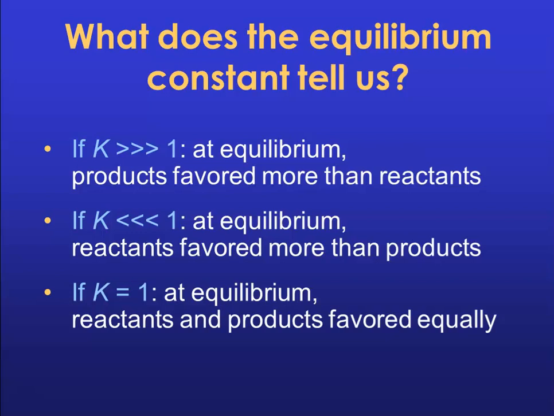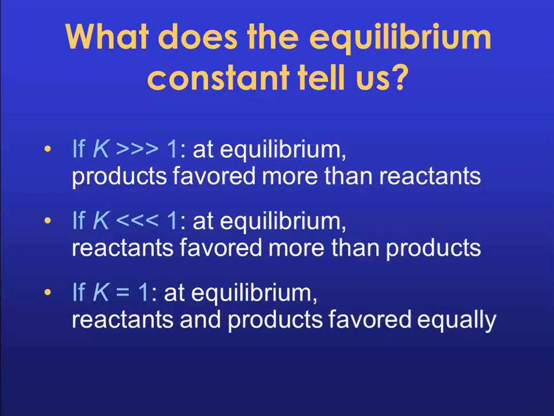When your K is substantially greater than 1, when there's a very large positive exponent, your products are going to be favored more than your reactants. You would need to have greater concentrations in your numerator, where your products are found in that equilibrium constant expression, compared to your reactants. If it is much less than 1 at equilibrium, then your reactants are being favored. You're not forming a whole lot of products.